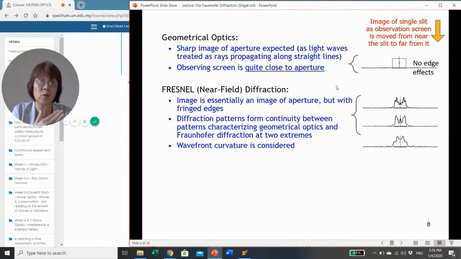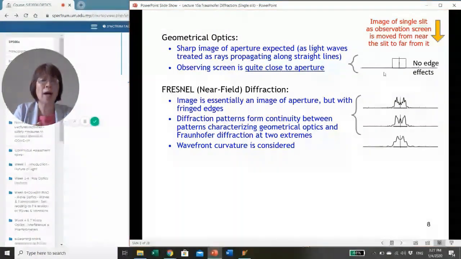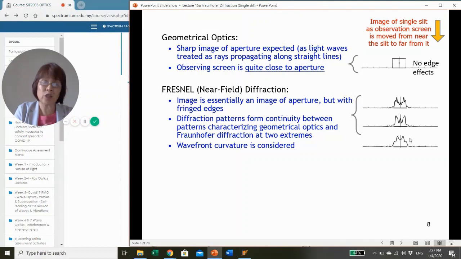Now let's bring the screen further. What's going to happen? The image then still resembles the aperture, but with some fringe effects. As you go further and further away, in this case we are considering slit sizes which are comparable to the wavelength. So we still need this requirement to get the diffraction pattern. We still need a certain requirement which you'll see in the next one. So in this case, for Fresnel diffraction, which is near field, the wavefront curvature must be taken into account.